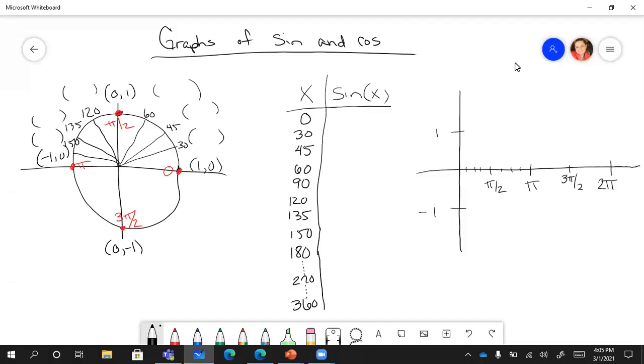This video will cover graphing sine and cosine, but not only the parent functions, but we're going to be translating them. Before we get started on our PowerPoint notes, I want to show you where the graphs of sine and cosine come from.